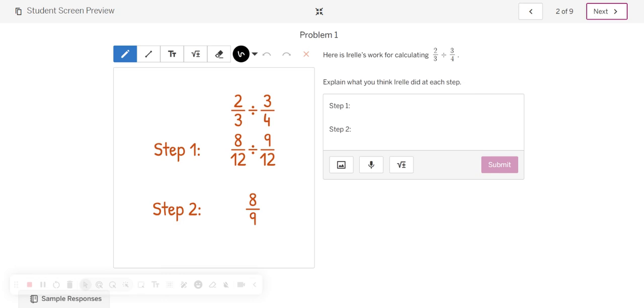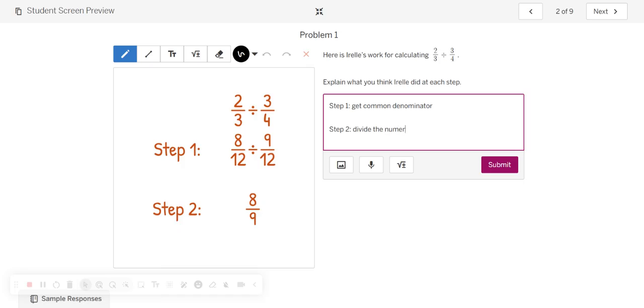So in this first one, it says step one is get common denominators. Denominator. Sorry, not a very good speller. Second, divide the numerators. Submit.